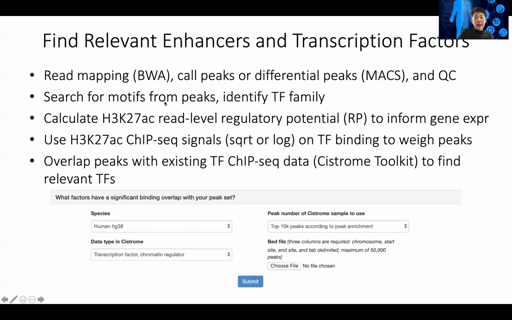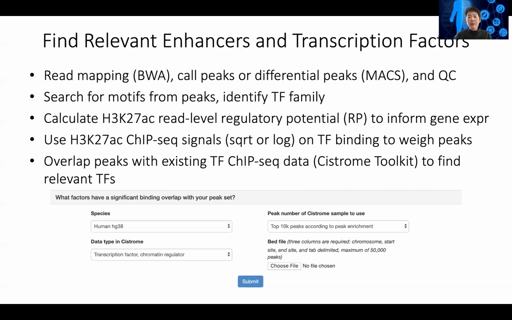Another way, besides motif finding, to find the relevant TF is you can just overlap with the TF ChIP-seq data in the public, because there are tens of thousands of ChIP-seq datasets in the public. If you do a peak significance overlap with your K27 acetylation ChIP-seq or K4 monomethylation ChIP-seq peaks, and ask which public ChIP-seq data have significant overlap with my histone mark ChIP-seq, you can actually guess which transcription factors are important for this particular cell situation.